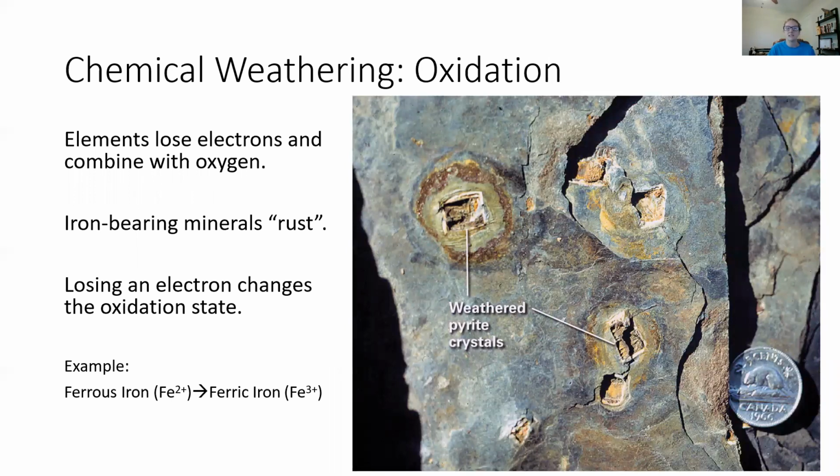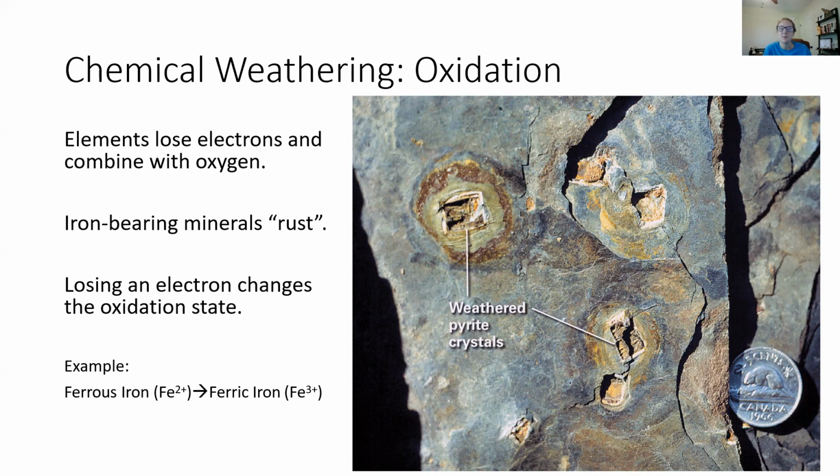Alrighty, now we're going to talk about oxidation, and you can think of oxidation just like rusting, right? Oxidation is any time an element loses an electron and combines with oxygen. Again, it's just like rust. An example of this is ferrous iron to ferric iron, iron 2+ to iron 3+, and when this happens, minerals can rust.